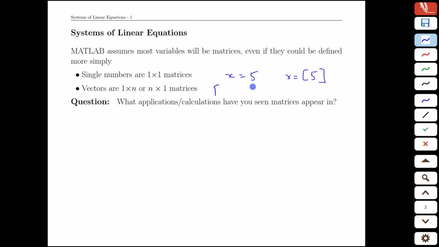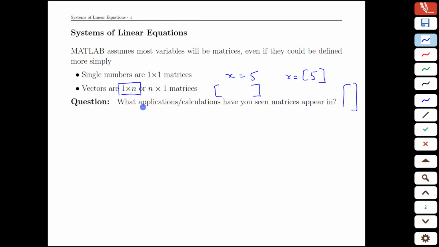Also vectors. A row vector could be considered just a vector by itself, but in MATLAB it's going to be considered a 1 row by n column matrix. And likewise, if we have a column vector, it'll be n rows and 1 column. So everything fits into this paradigm of a matrix, even if it is a scalar or a vector in the more natural definition.